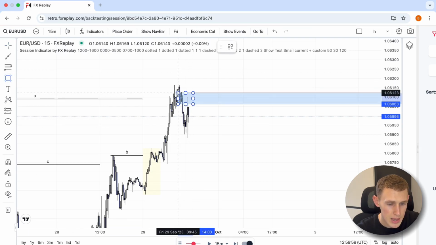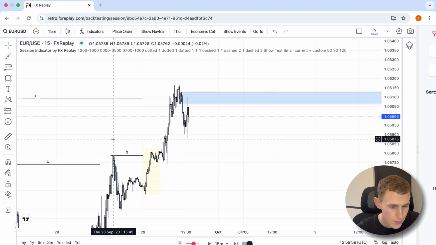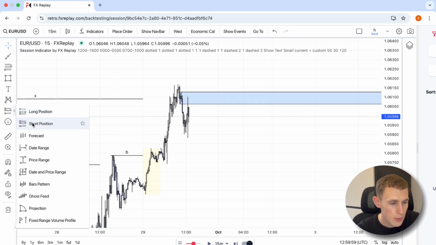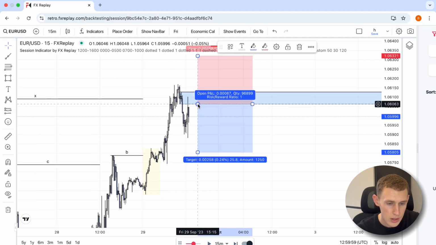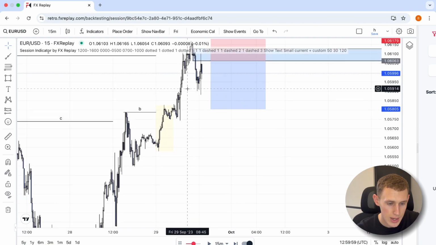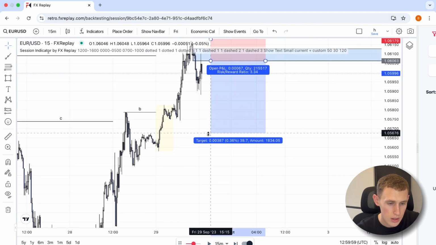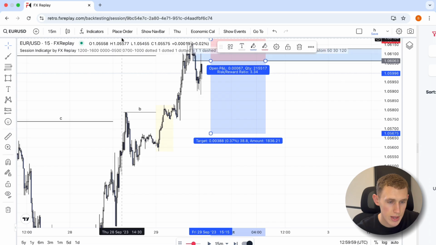Yeah, so I missed that, but the entry should have been here. Actually, if we get a retest of this area, I'm going to jump in and target just down here at this demand.